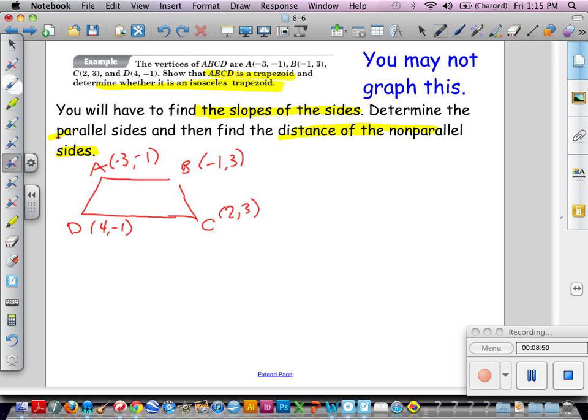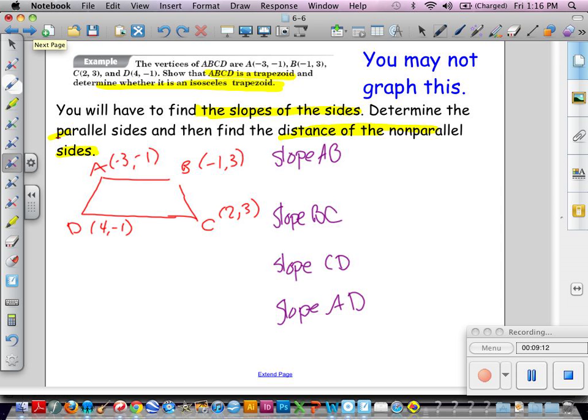And so we have to find the slope. I'm going to have to find the slope of AB, the slope of BC, the slope of CD, and then I need the slope of AD. So you guys, remember when you're doing slope, Y's are on top, X's are on the bottom. Some of you are making a mistake. You're flipping them around. Right, so let's go ahead and find the slope of AB.